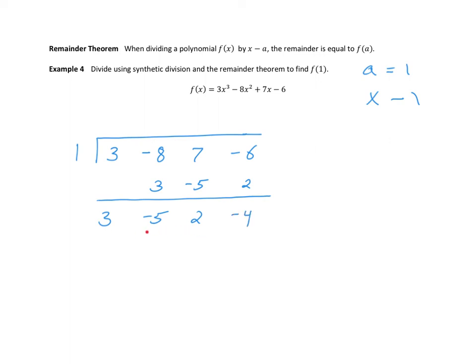Here's my quotient from these first three terms, 3x squared minus 5x plus 2. But all I care about here is this thing, the remainder. The remainder is equal to -4. And according to the remainder theorem, that's going to be equal to f of a, which is, in this case, f of 1. So that's the answer for this problem, that f of 1 is equal to -4.